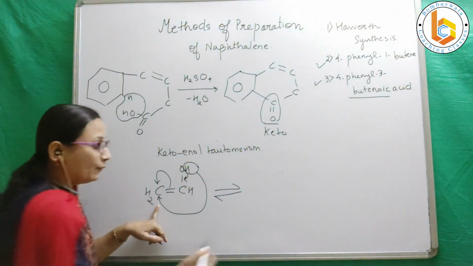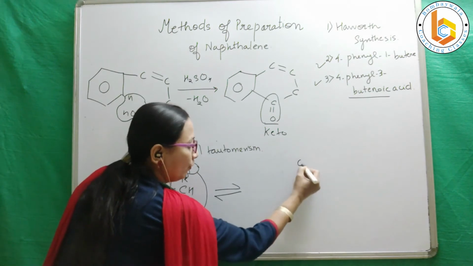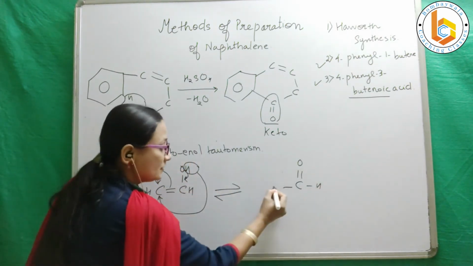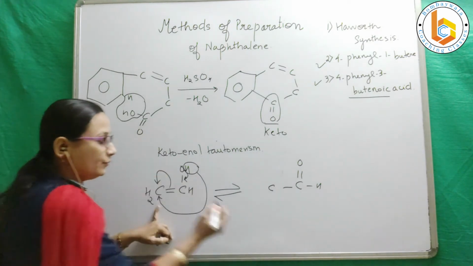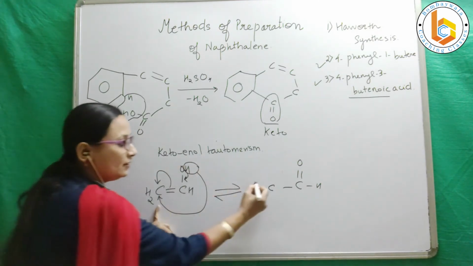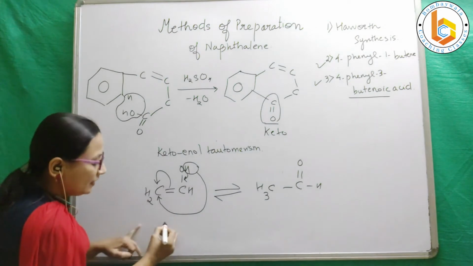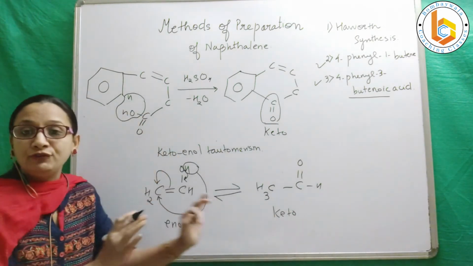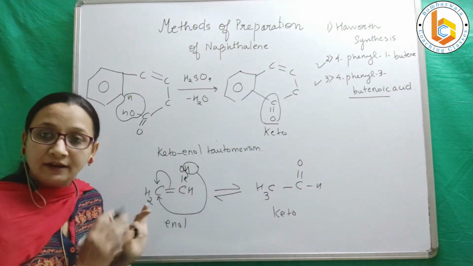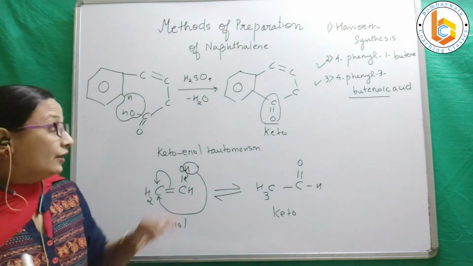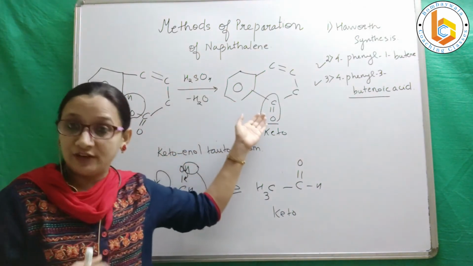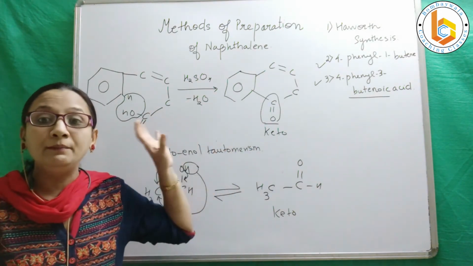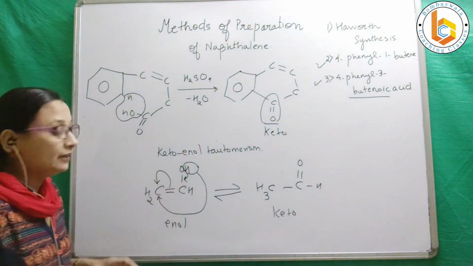So what do I get now? I will get C double bond O, right? H as it is, C, because this double bond has migrated here, and this H2 plus 1 CH3. So you can see enol becomes keto. This is a general phenomenon of rearrangement that can occur, right? This is general. Now if I apply it to this reaction, this is my keto, and now how will this keto become enol?